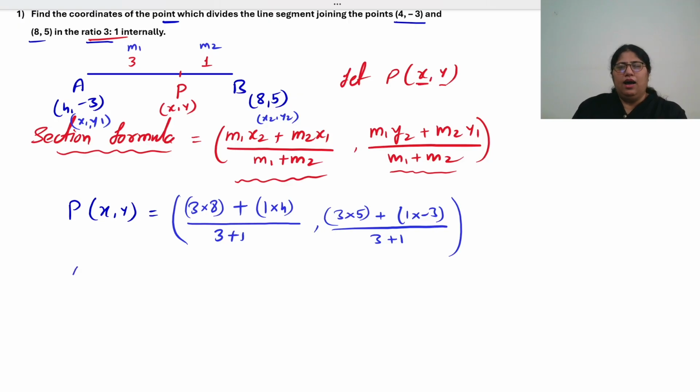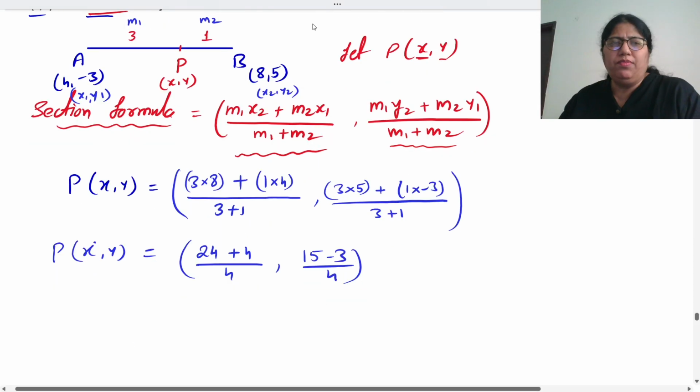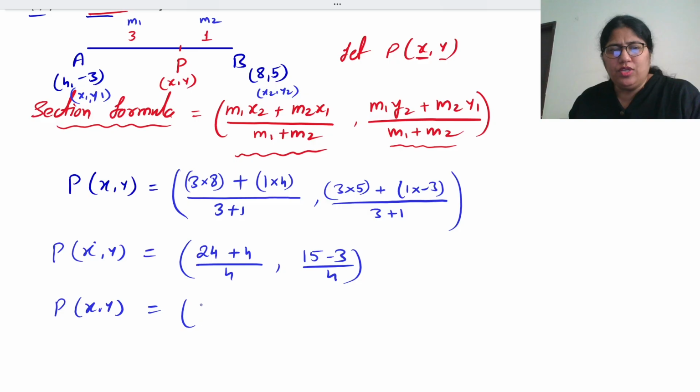P of (x, y) is going to be (8 threes are 24 plus 4) by 4, comma (15 minus 3) by 4. What are the coordinates of P here? 24 plus 4 is going to be 28 by 4, comma 15 minus 3 will be 12 by 4. So if you see, we are getting the coordinates (7, 3).